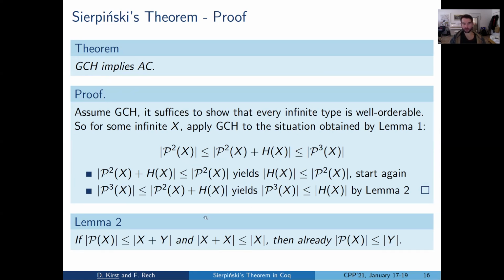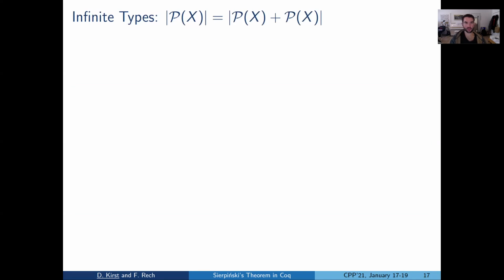And the lemma we have used here, just to repeat it, is really not much more than Cantor's theorem. So whenever we have a power set of x below the sum of x and another set y, and there's a side condition on x, then this half of the sum is inessential, so then already the power set of x is below y. Okay, so now the only thing left to clarify is the first lemma we had on infinite types. So look at it again.